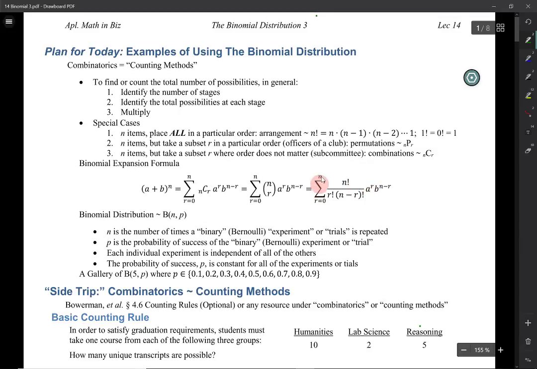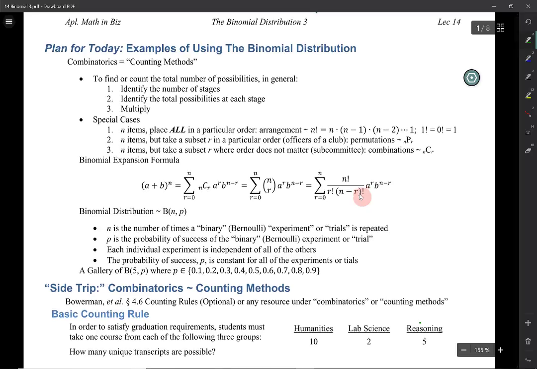And this is what it is in its full glory. It's got this permutation part, and then it's got these other things over there.